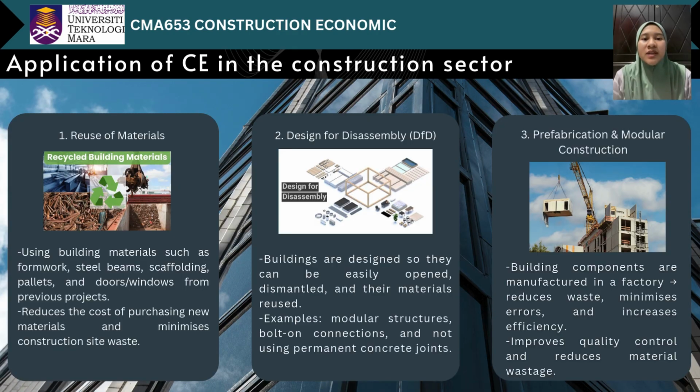The first application of circular economy in construction is the reuse of materials. This means using existing materials such as formwork, steel beams, scaffoldings, pallets, and doors or windows from previous projects. By reusing these items, we can reduce material costs and minimize waste on site. The second application is design for disassembly, or DFD. This concept focuses on designing buildings so that they can be easily opened, dismantled, and their components reused. Examples include modular structures and bolt-on connections instead of permanent concrete joints.